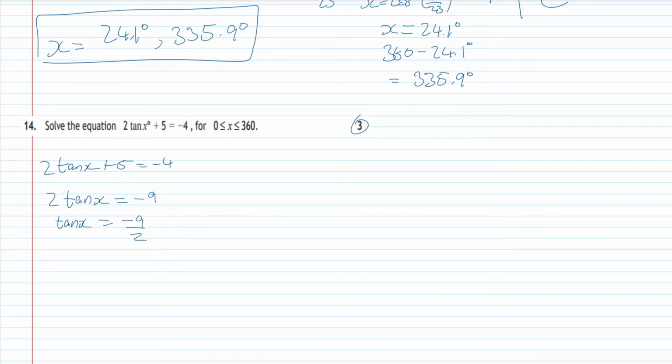Hold on, that's smaller than minus 1, so usually there's no solutions for that. But for tan, there's always 2 solutions. If this was cos or sine, you would just say there's no solutions because they don't have solutions outwith 1 and minus 1. But tan always has 2 solutions because it goes off to infinity in both directions.